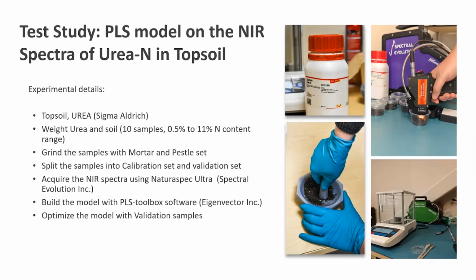And then we're able to quantify the nitrogen percent based on adding those together. So then we ground the samples with a mortar and pestle to homogenize them, and then split the samples into a calibration set and a validation set. And then we acquired the reflectance spectra using a NaturaSpec Ultra, as you can see here, and build the model with PLS toolbox in eigenvector, and then optimized it using the validation samples.